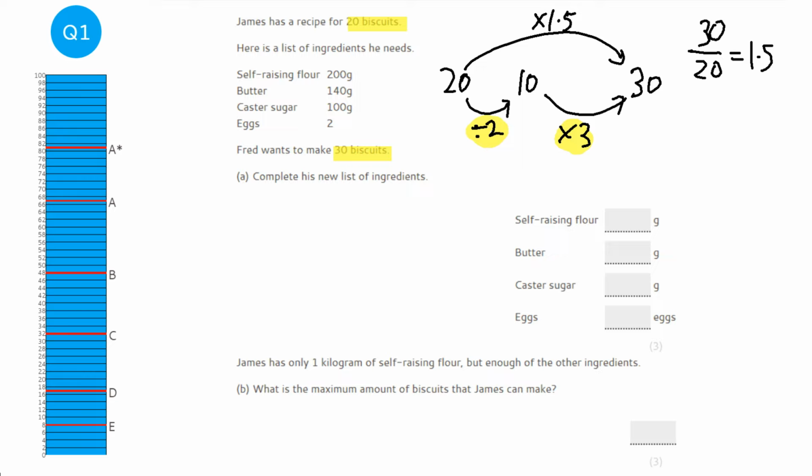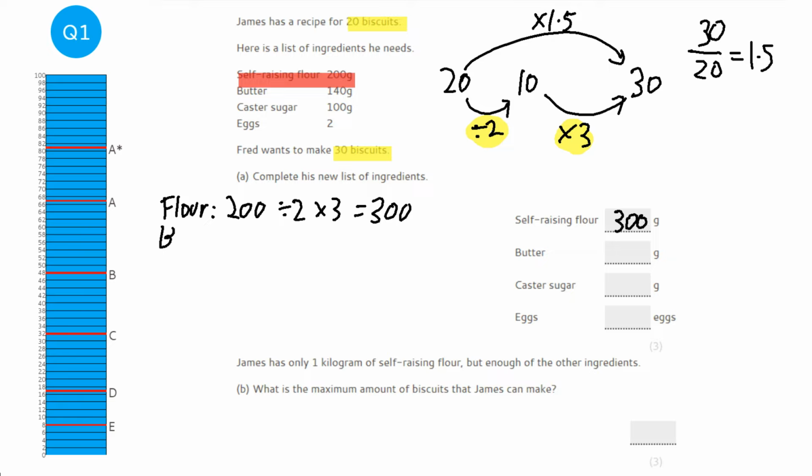So first of all, I'm going to be looking at the flour, which is this one here. And so I want to be doing 200 divided by 2, and then times by 3. Now I'm going to show the examiner that it's the flour I'm doing. 200 divided by 2 is 100, times by 3 is 300. So answer is going to be 300.